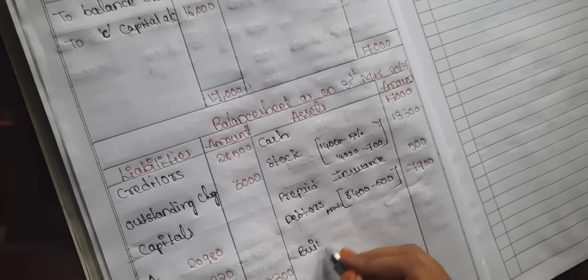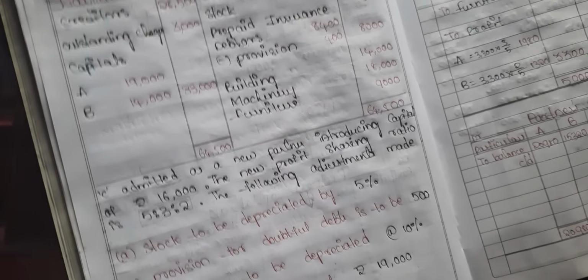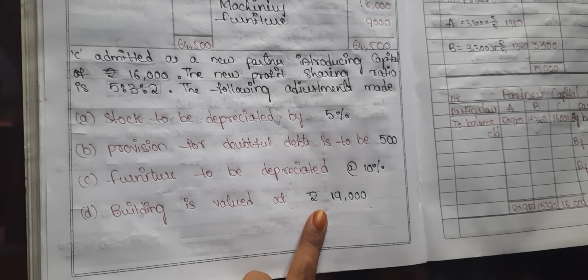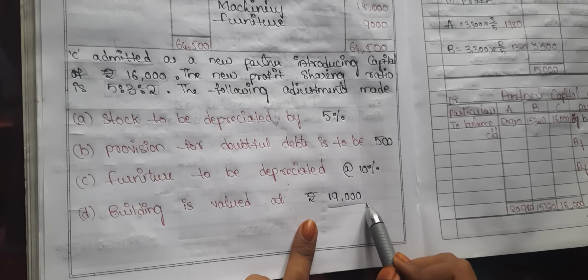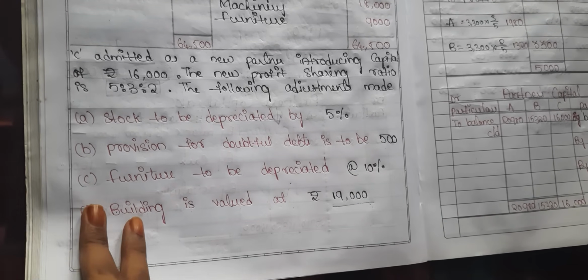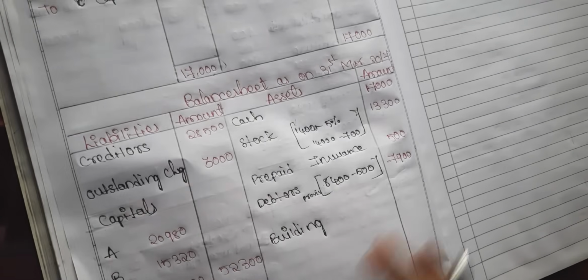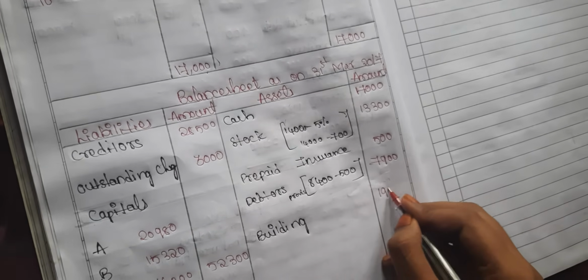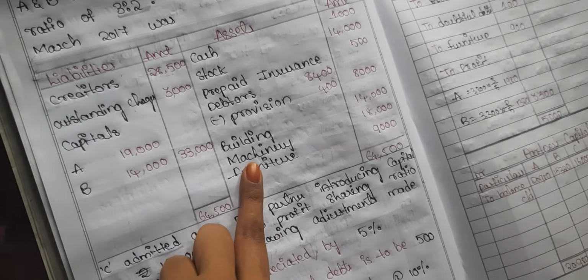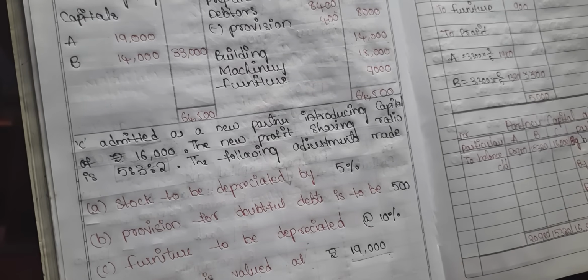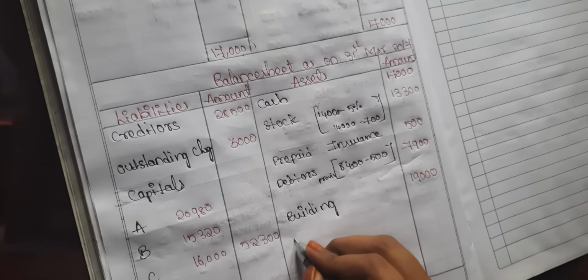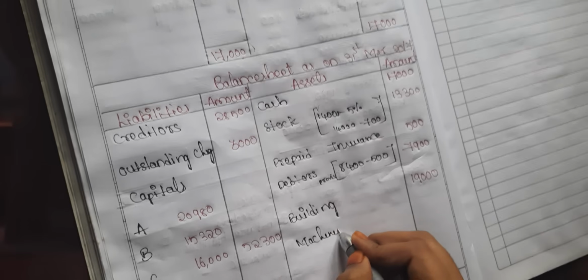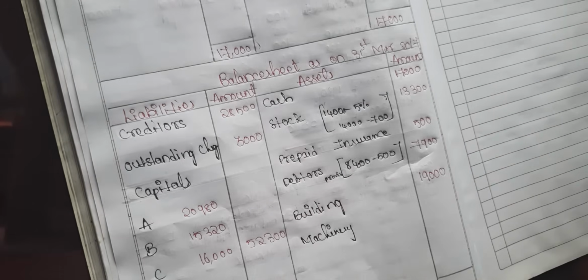Next it is building. On building, have we done any adjustment? On building it is 14,000. Yes, but now here it is valued at 19,000. Building was for 14,000 but it is valued at 19,000. So we are not going to add or subtract any amount. We are going to take the amount as it is, 19,000. Right? Then we are having machinery. On machinery, did we do any calculation or adjustment? No. So machinery amount as it is, we are going to take. How much is it? Machinery, it is 18,000.